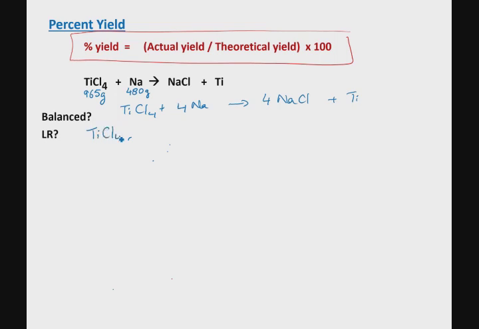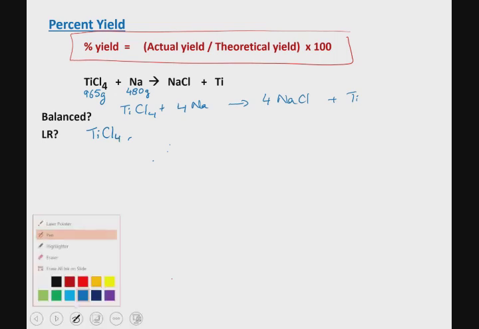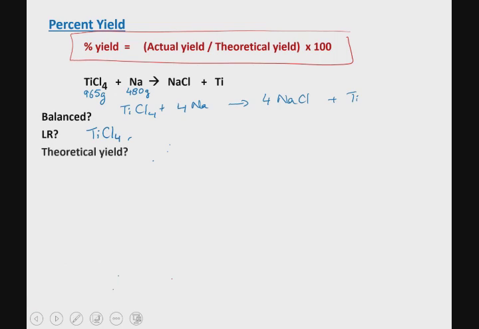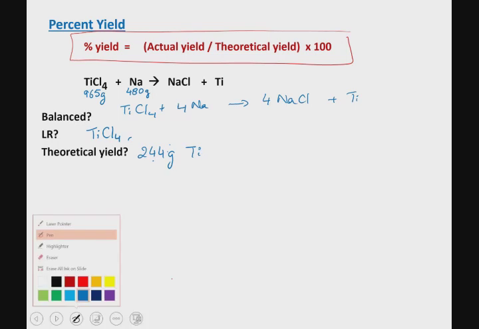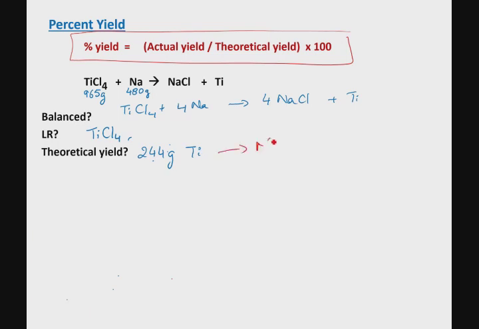So based on that, the next step, therefore, is to determine the theoretical yield of the product titanium, which we also determined in the previous session as 244 grams of titanium. Now, please remember that the theoretical yield is the maximum amount of, in this case, titanium that can be produced. And can is the important word.